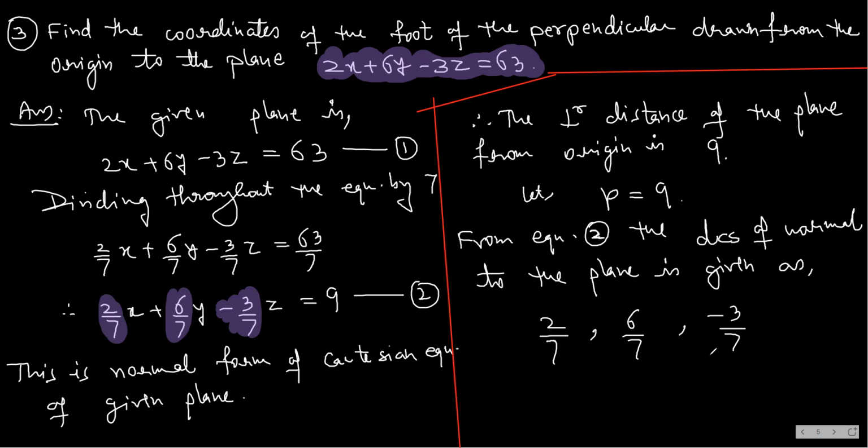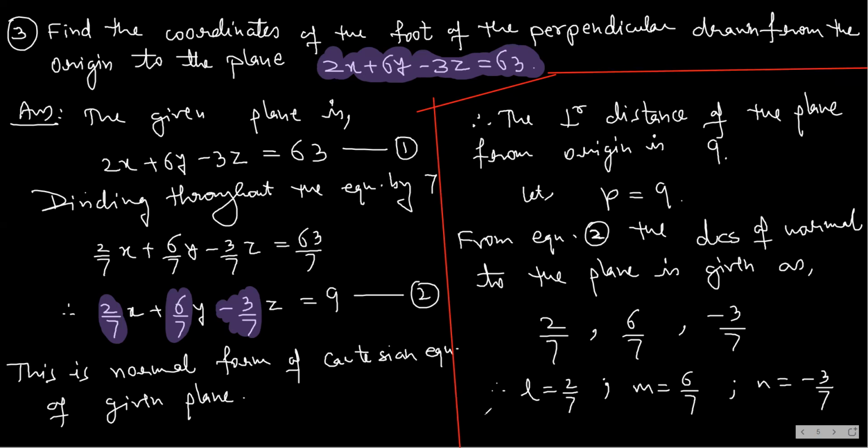So now we can write the coordinates of the foot of the perpendicular. Therefore m equals 2 by 7. I'm sorry, it is not m, it is l. Therefore l equals 2 by 7, m equals 6 by 7 and n equals minus 3 by 7. So we got l, m, n. The foot of the perpendicular is given by pl, pm, pn.